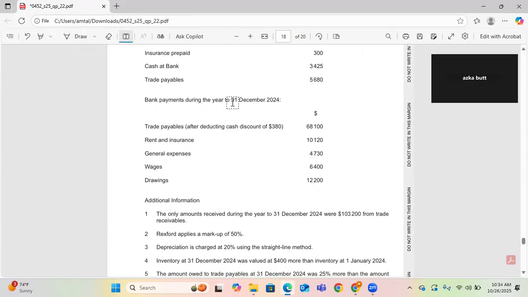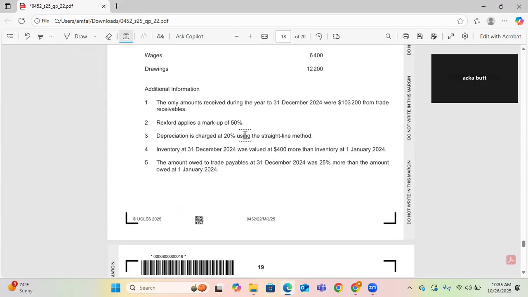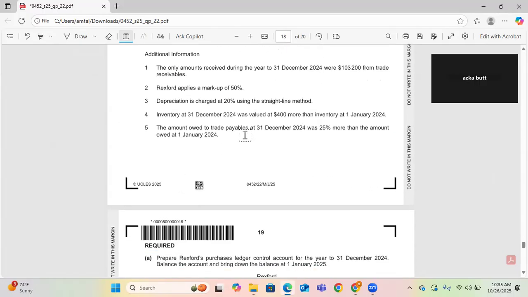Now, bank payments during the year ended 31st December. Trade payables after deducting cash discount is $380, which is the cash discount we received from our supplier. And the trade payables which we paid, the paid amount, is 68,100. Remember that whenever we get a cash discount from the supplier, the liability has reduced and we don't need to pay this $380. And when we have paid the amount, which is 68,100, of course again the liability decreased. So when the liability is decreasing, we record it on the debit side. And when did it happen? On 31st December.